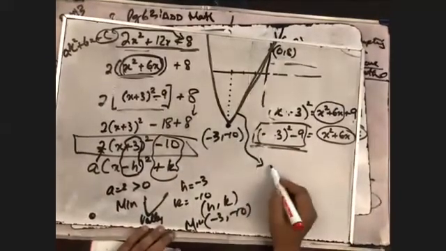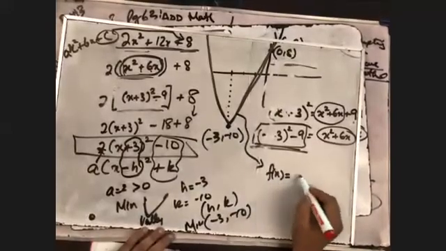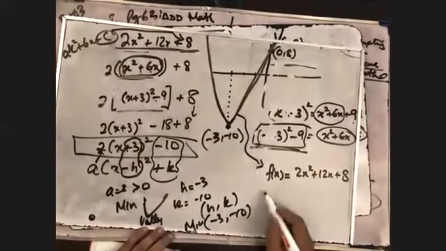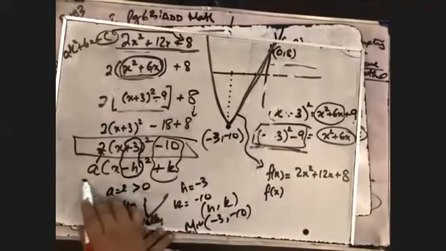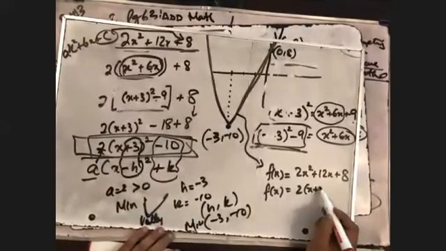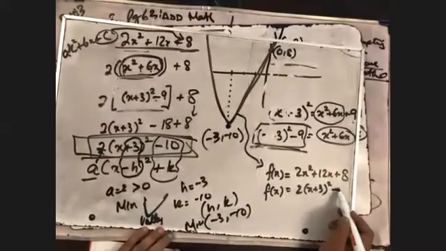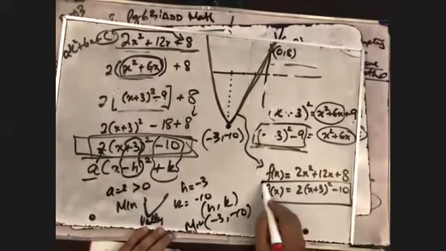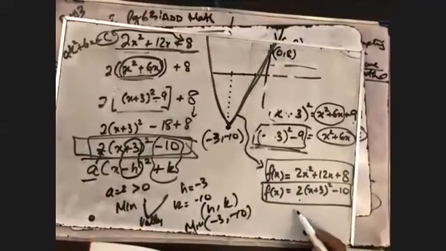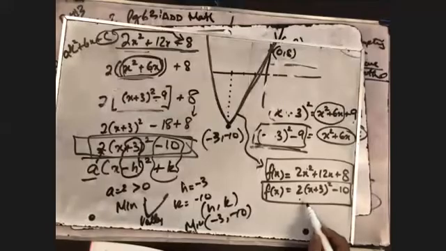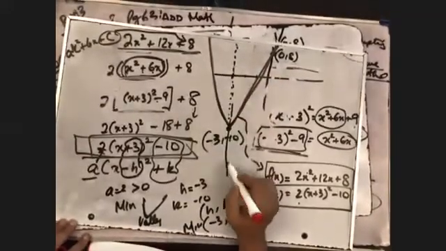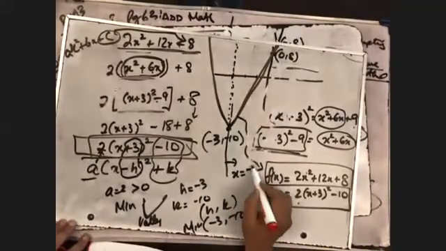So if this function, for example, f(x) is given as 2x squared plus 12x plus 8, we could have written f(x) as 2 times (x plus 3) whole thing squared minus 10. Same thing. This and this are the same thing. And then if I ask you, what is the line of symmetry? You say this vertical line is the line of symmetry. This line is x is equal to minus 3.